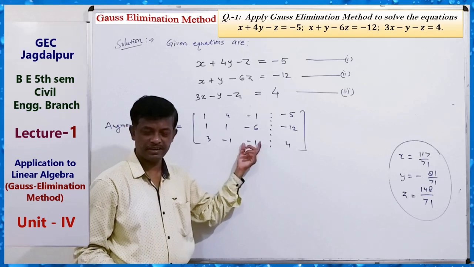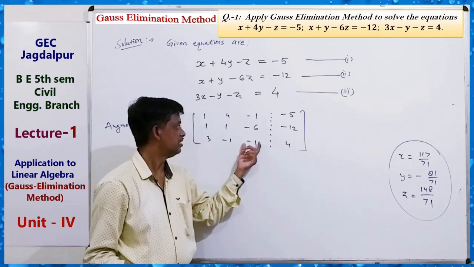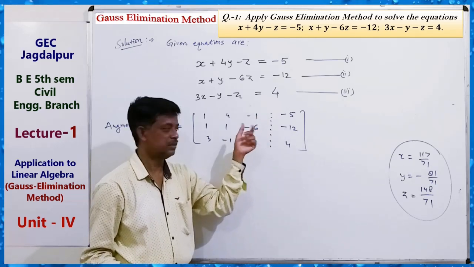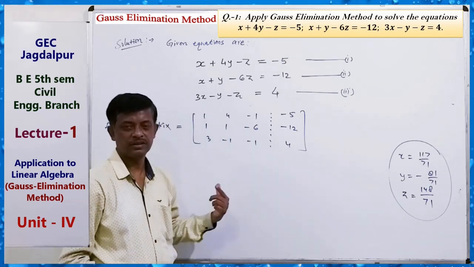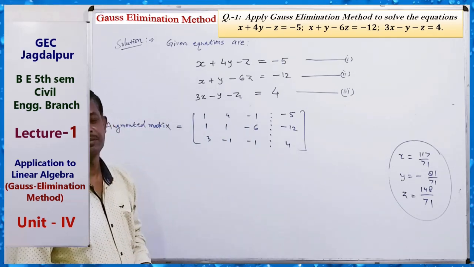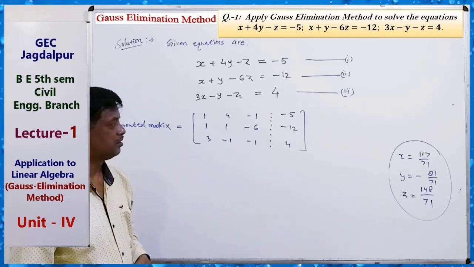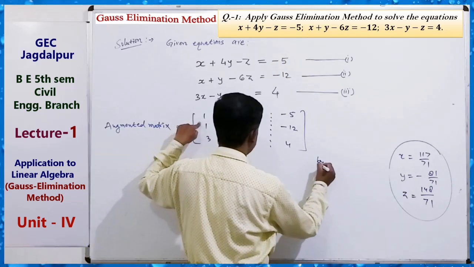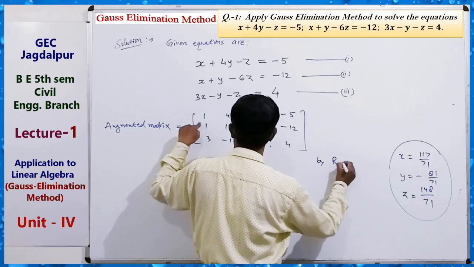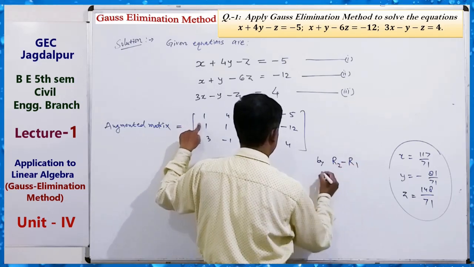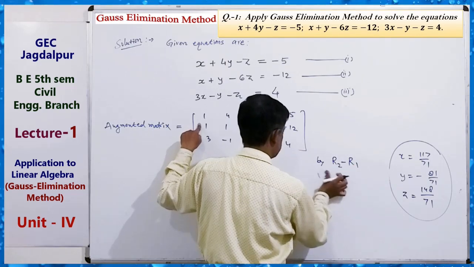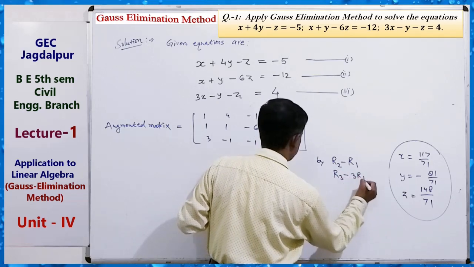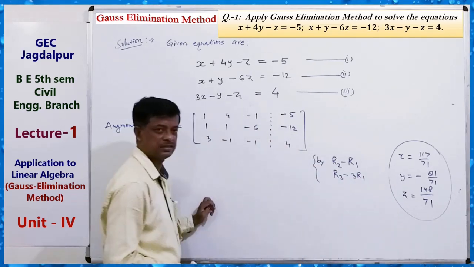So here a single variable remains. By using the equivalent equations in x, y, z, we get z equal to this, then put the value of z into the equivalent equation. We can also use the matrix method here. For doing that, what do we require? The first operation will be R2 minus R1, and R3 minus 3 R1.